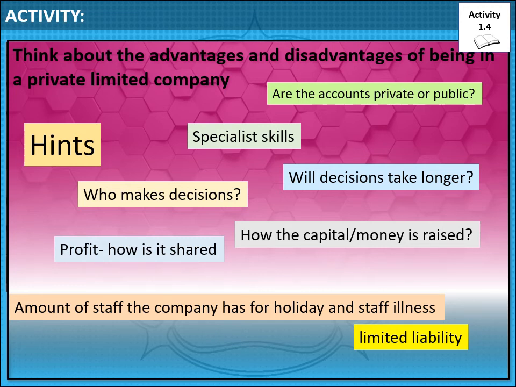How is the capital and money raised? Can you remember about the shareholders? Have a look at that. And how is the profit shared? The key word there is dividend. And what about the amount of staff that the company has for holiday and staff illness to cover the workload of the company? And think about this again, limited liability, and think about advantages and disadvantages to that.